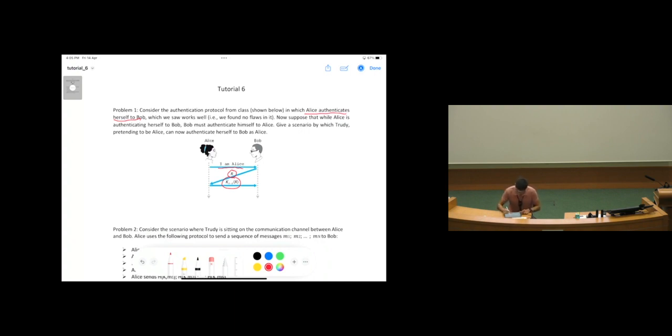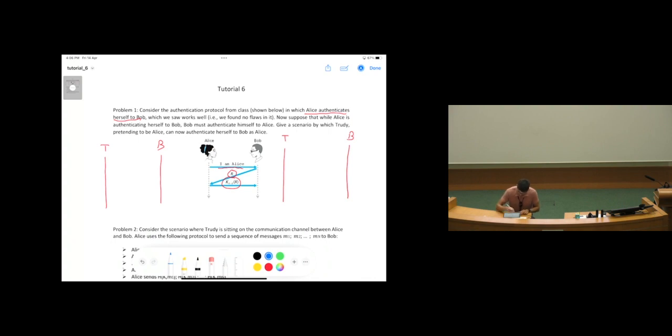So now let's look at the question. Suppose that while Alice is authenticating herself to Bob, Bob must authenticate himself to Alice. Give a scenario by which Trudy, pretending to be Alice, can now authenticate herself to Bob as Alice. So let's draw these here. Let's say this is Trudy and this is Bob. In my first scenario, Trudy will be authenticating herself to Bob, and simultaneously Bob will be authenticating himself to Trudy.